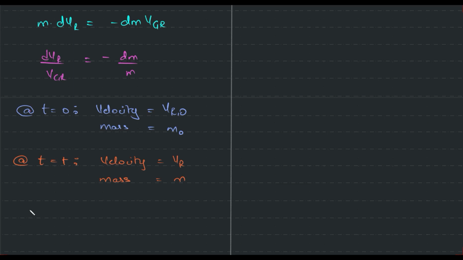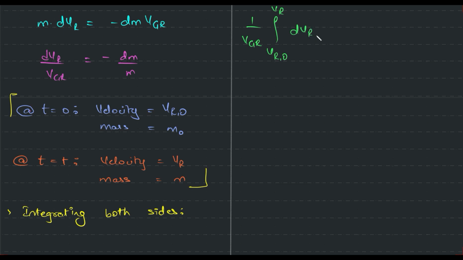Then, on integrating both sides, what we have is 1 by Vgr, because it's a constant, integral from Vr naught to Vr of dVr is equal to negative m naught to m of dm by m, and 1 by Vgr, and this would be Vr.